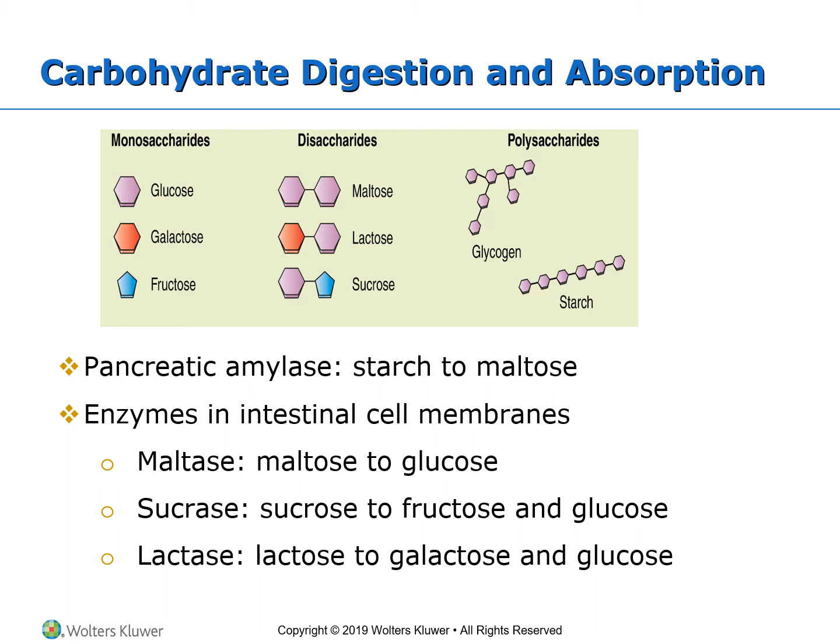So the digestion starts, as I said, at the level of the salivary glands in the mouth and will continue throughout the small intestine. And what will contribute to that will be the pancreatic amylase and also the enzymes that are present at the level of the cell membranes in the small intestine. And we have specific enzymes that will break down the connection between the disaccharides, and will have maltase for maltose to glucose, sucrase for sucrose to fructose and glucose, and lactase for lactose to galactose and glucose.